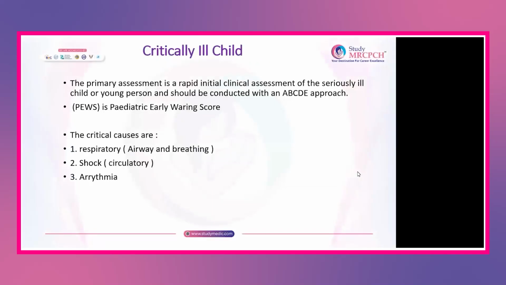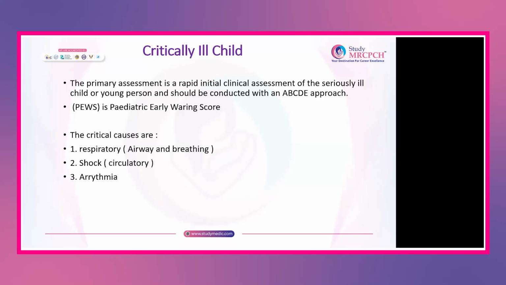In the critically ill child, the primary assessment is the rapid initial clinical assessment for the seriously ill child or young person, and should be conducted with the ABCDE approach. We have a pediatric early warning score, which can be assessed by first looking at the child, even without touching him.